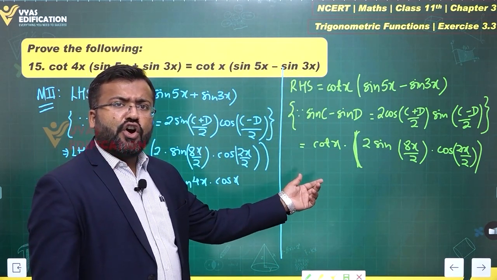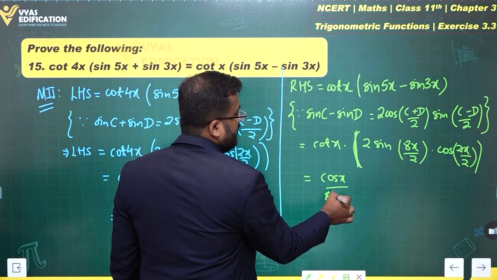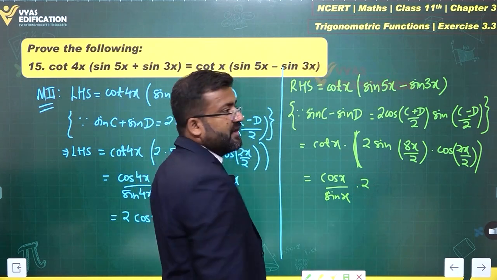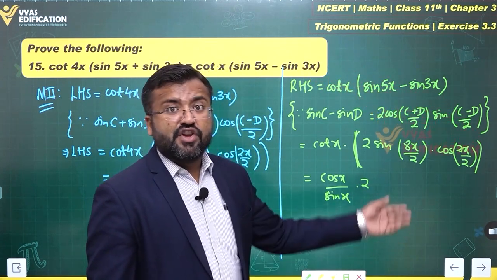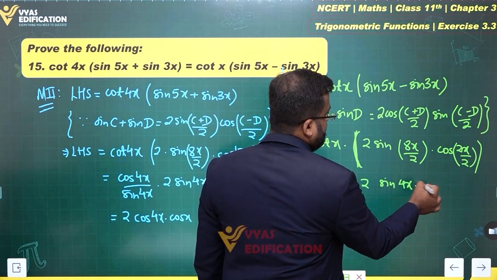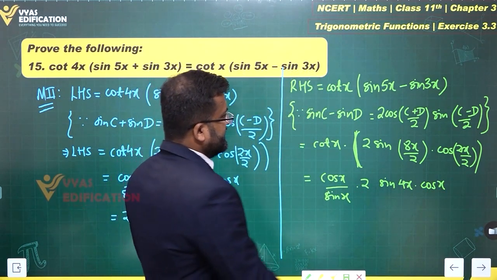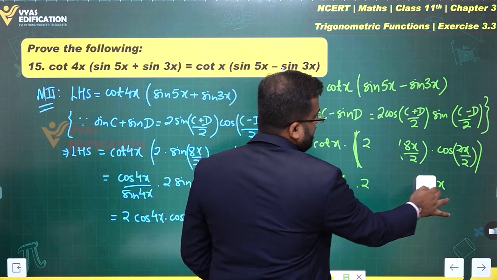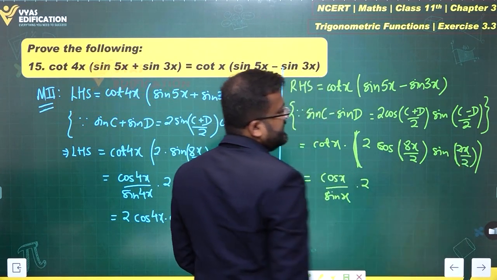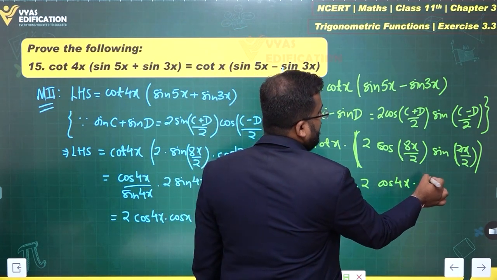Now, what can this cot x be written as? This can be written as cos x over sin x. What else do you have in the bracket? You have 2 times sin 8x by 2, which is actually sin 4x. Cos 2x by 2, which is cos x. Just a minute. Did we make any mistake? Yes. This was actually cos over here, right? Okay, let's not make that mistake. This was a cos over here. This was a sin over here. Let's keep that in mind. This is cos of 4x and this is sin of x.